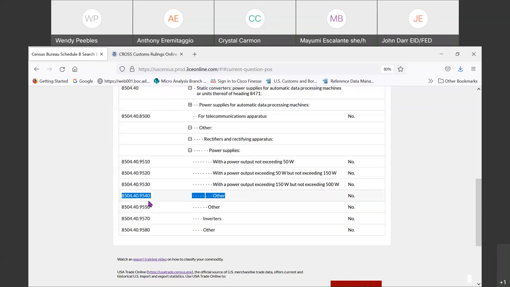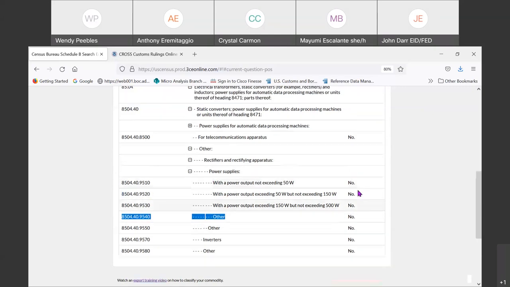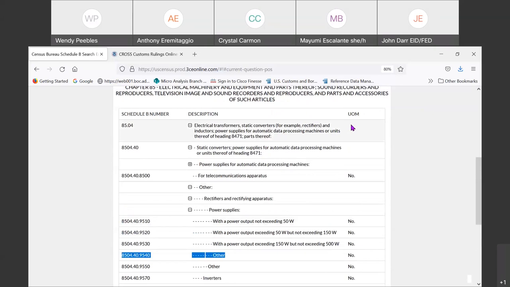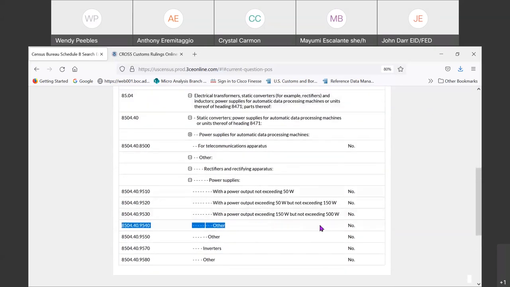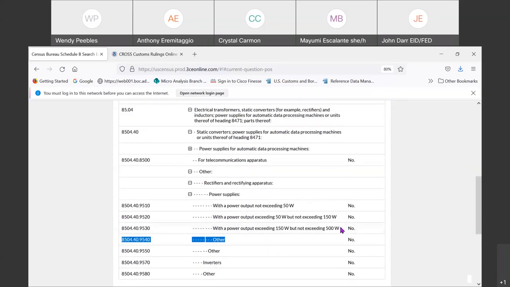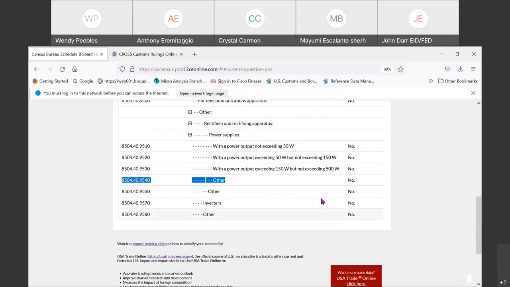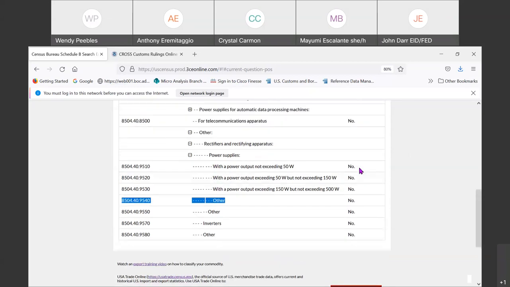And once you find your full 10-digit code, you want to look on the far right-hand side to see what the unit of measure is. In this case, it's going to be number. NO stands for number. Some people think it stands for no unit of quantity required, but you should report the number of units that you're shipping. And then you'll be good to go.